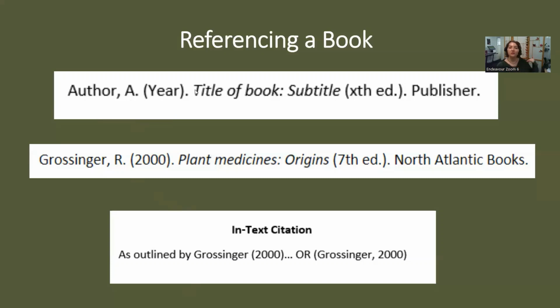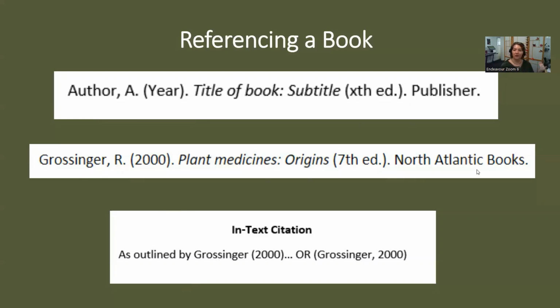This is the book reference. So for this, we want the title of the book in italics and sentence case. The book edition, if there is one. If it's a first edition, you don't have to worry about it. But if it's the second, third, fourth, fifth edition, we also include the edition statement, not in italics, in brackets after the book title, and then the publishing information.